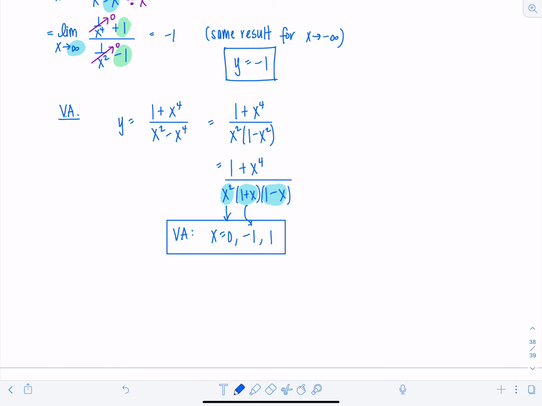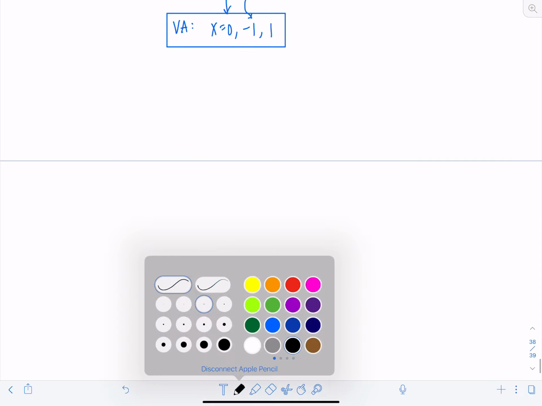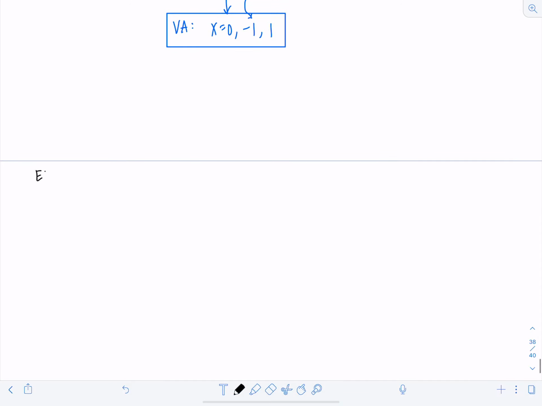Very good. All right, bonus example. Are you ready? Yes. So here we go. Same directions. Find the equation of the vertical and horizontal asymptotes. So we've got y equals x cubed minus 6x squared plus 8x over 2x squared minus 3x minus 2.